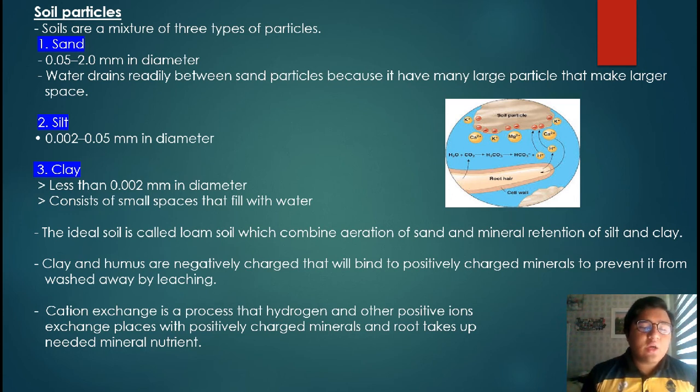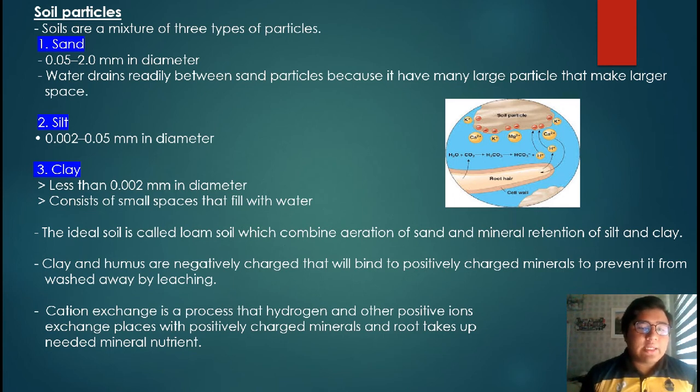So the water will drain faster in sands because it has many large spaces. Okay, so the second one is silt. The size of silt is 0.02 to 0.05 millimeter in diameter. So lastly is clay. So the size of clay is less than 0.002 millimeter in diameter, which is the smallest. And also it consists of small spaces that fill with water. So it is good for plant because it contains water.